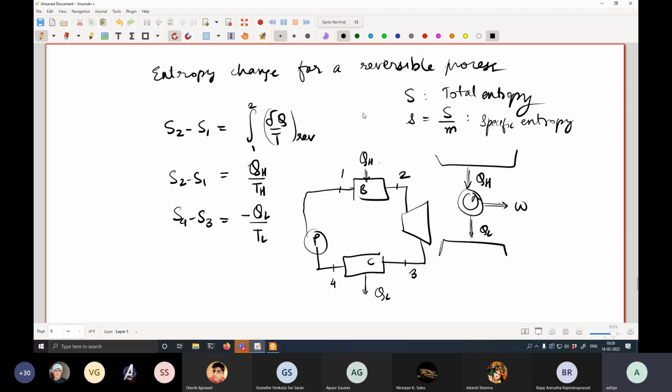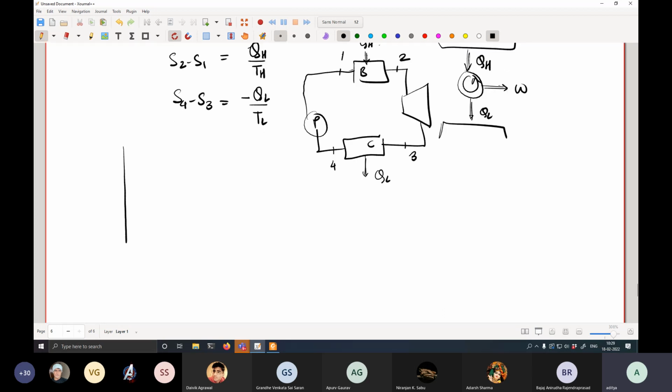Okay, so now if I were to plot this diagram on the TS diagram, we have not yet considered what 2 and 3 are, but in these processes, this is S1, this is S2, and this temperature is going to be the TH.